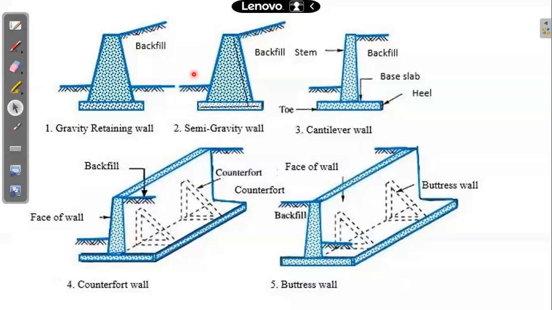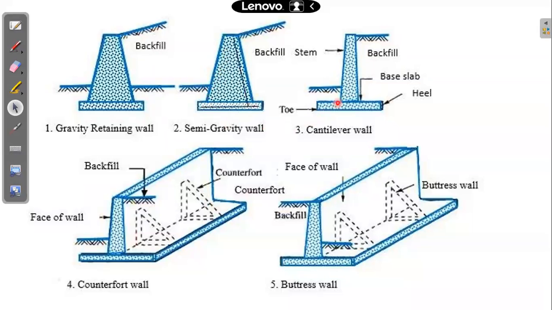A semi-gravity type is one wherein you also find some portion of it being reinforced, and it acts as a barrier. Some part of its stability is maintained due to the self weight. There is a combination of reinforcement as well as the gravity type of retaining wall.